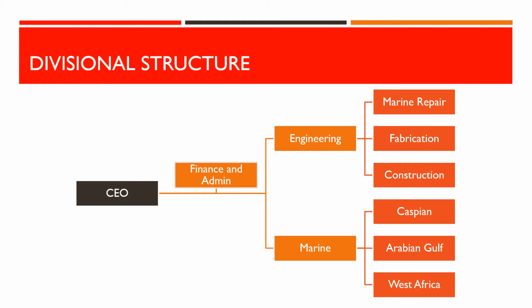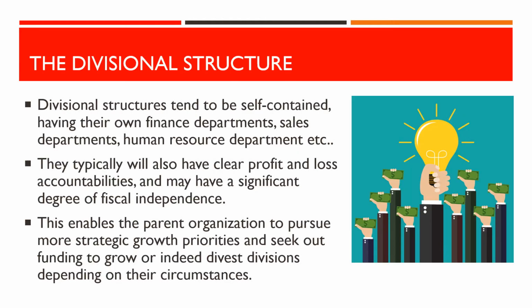According to zanebooks.com, the divisional structure in America is the second most common structure for organization today. Divisional structures tend to be self-contained, having their own finance departments, sales departments, human resource department, etc. They typically will also have clear profit and loss accountabilities, and may have a significant degree of fiscal independence. This enables the parent organization to pursue more strategic growth priorities and seek out funding to grow or indeed divest divisions depending on their circumstances.